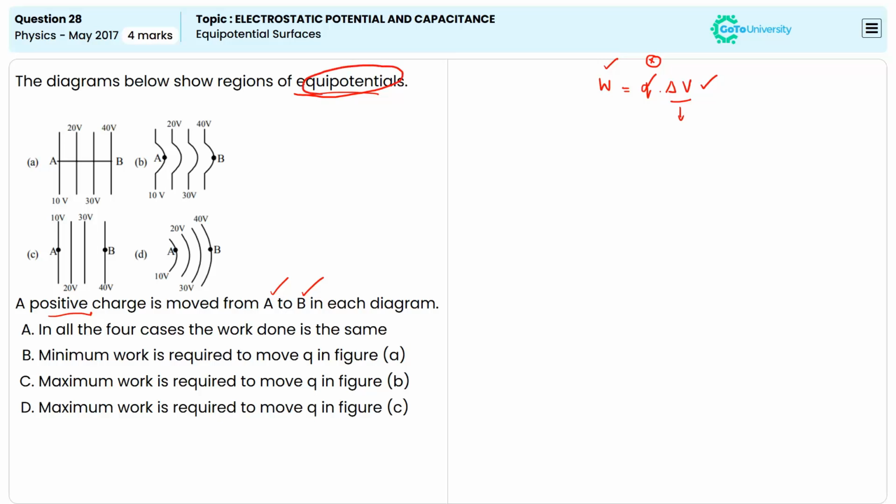So it's known that whenever there is an equipotential surface, there will be no change in potential value, or else we can say the potential value remains the same throughout the surface. So at that time we can say ΔV will be zero. So we can say in all four cases, the work done will be the same because everything is for the same charge value. So W will be the same for all four options. So the correct answer here is option A.